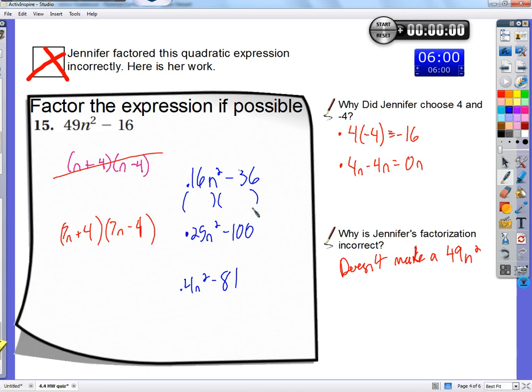How would this one factor? 4 minus 6, 4 plus 6. Uh-huh. This one? 5 minus 10, 5 plus 10. This one? 2 minus 10, 2 plus 9.